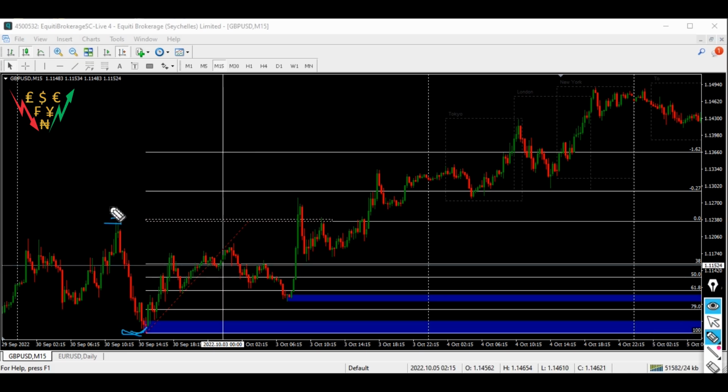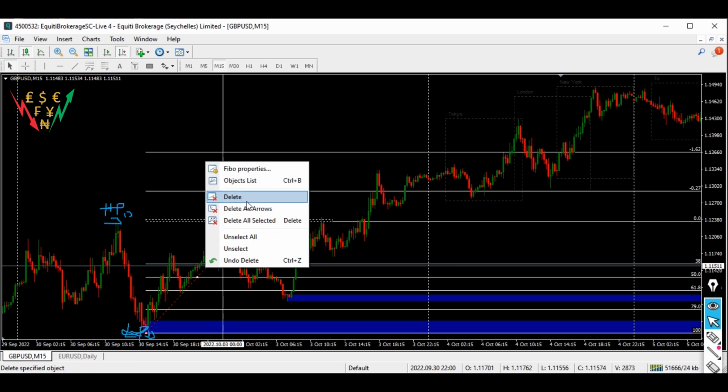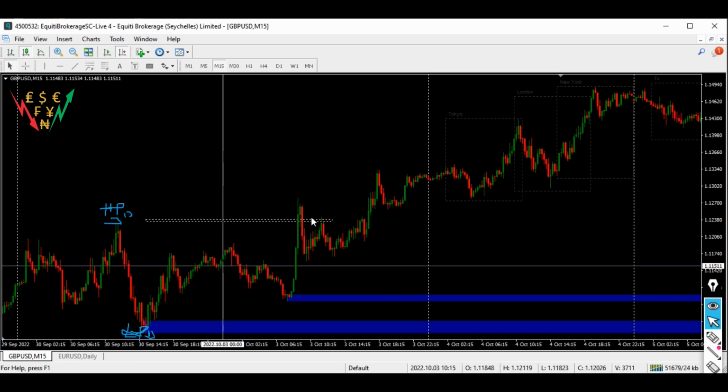Now we have the structure here: the highest point of the previous day, you can put high P, and the lowest point of the previous day. You can note it with whatever you want to note it with. Now looking at that day, remember I want to be trading, so this is the first reference point.